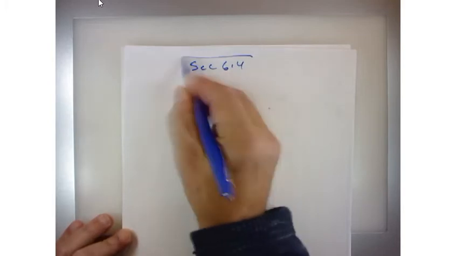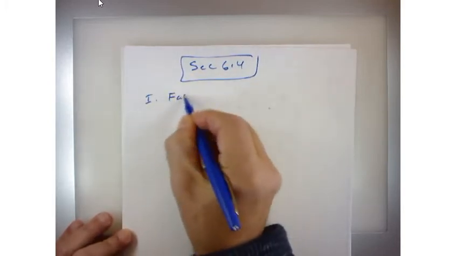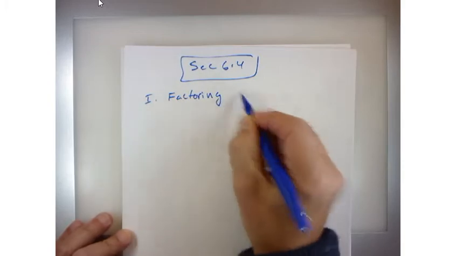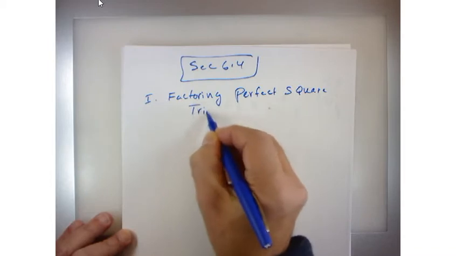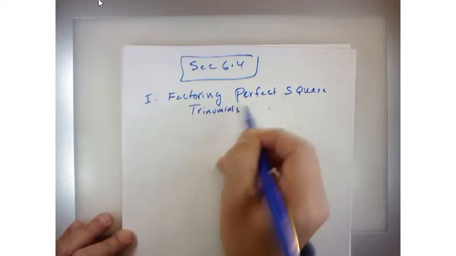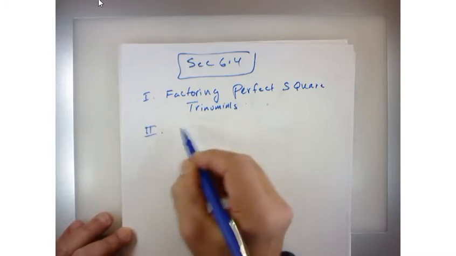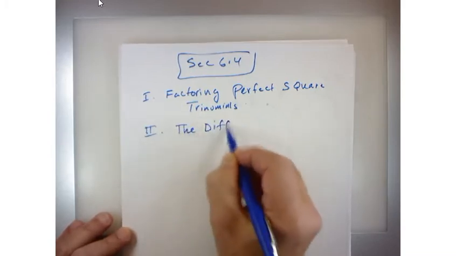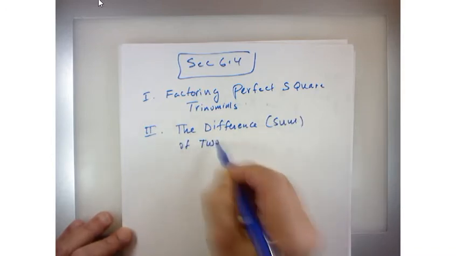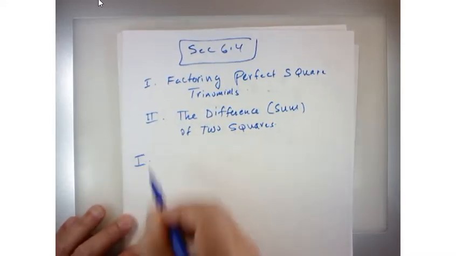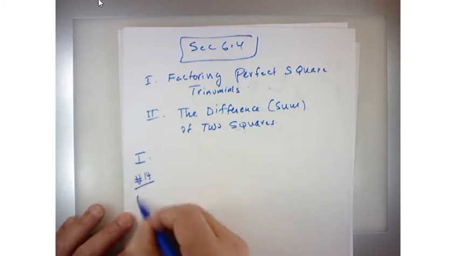Alright, so section 6.4, which is about factoring perfect square trinomials and factoring the difference of two squares, difference or sum of two squares. So the perfect square trinomials, like for instance, if you look at 14, page 470, it's a trinomial.